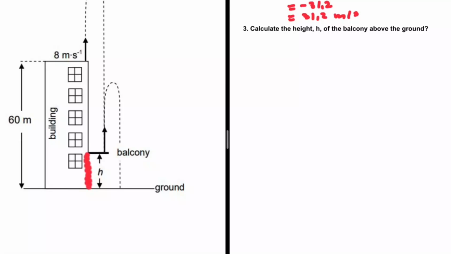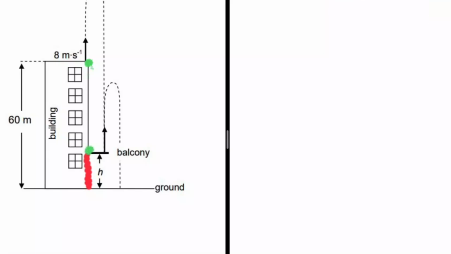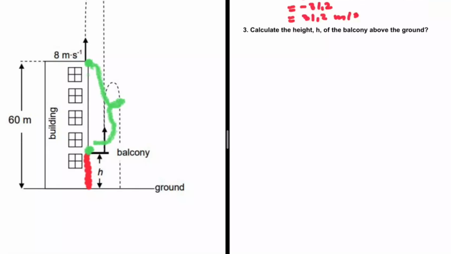But let's take a look at the information we have. What we have is the initial velocity at the top of the building and the velocity as our object strikes the balcony. With that information, we can find the height from the top of the building to the balcony. If we say that the height from the top of the building to the balcony is K, then the height from the ground to the balcony will be 60 minus K, because from the ground to the top of the building is 60 meters, like we are given.